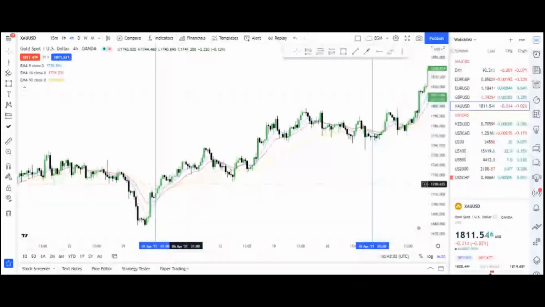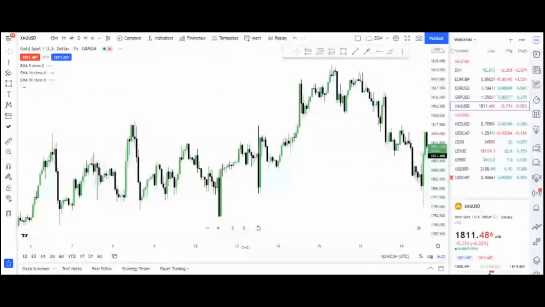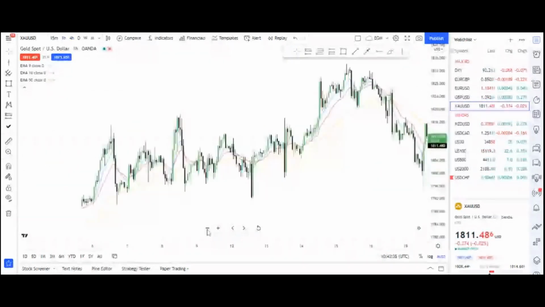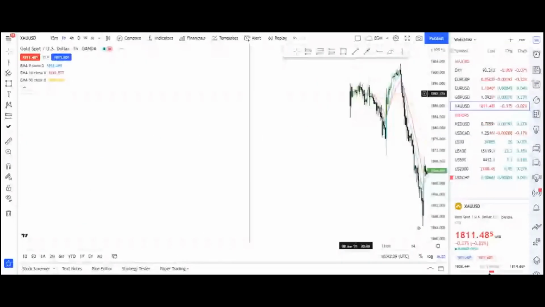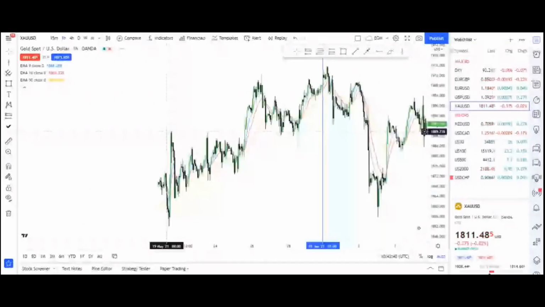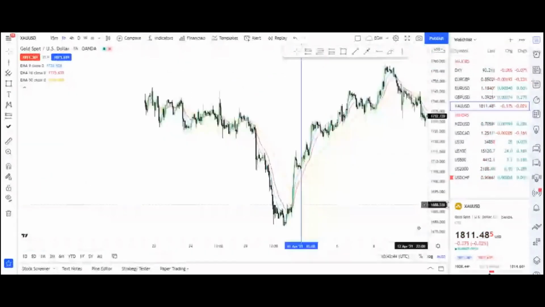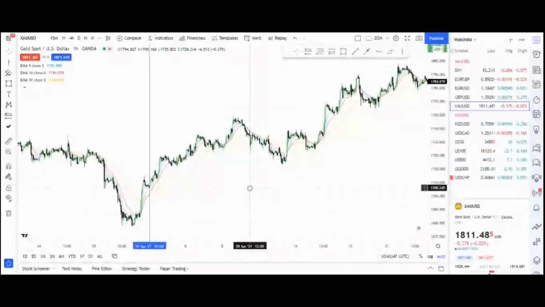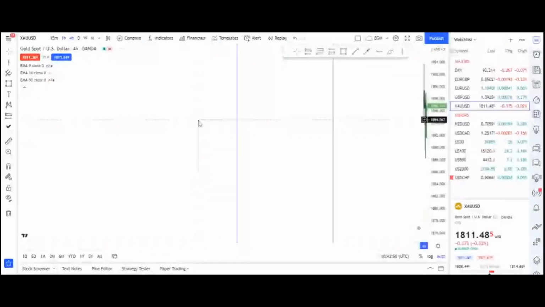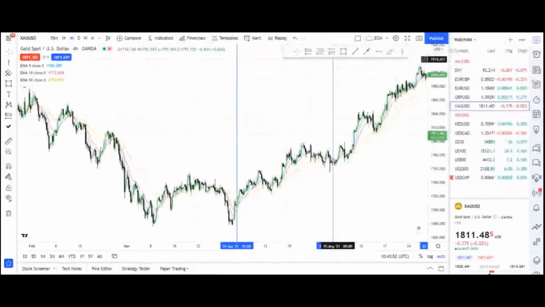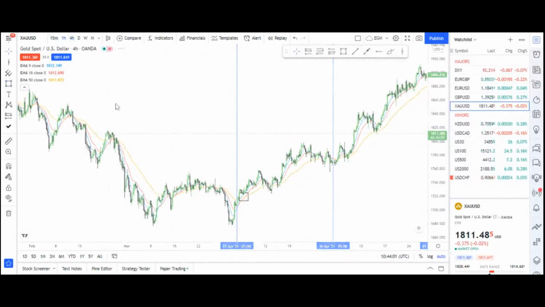Once the 50 moving average crosses the 9 and the 18, that's from the 4-hour time frame, all you need to do is go to the 1-hour time frame. Now, let me mark out that area on the 4-hour time frame where it crossed. That was where it crossed, that big black box there.